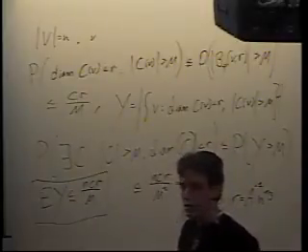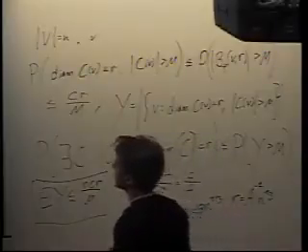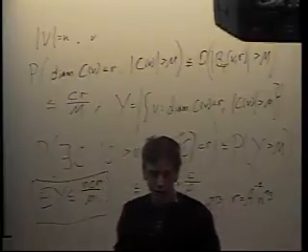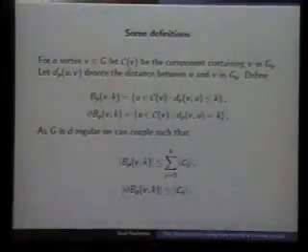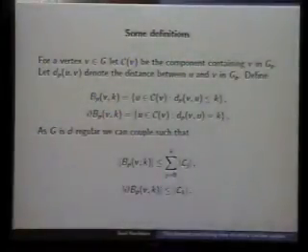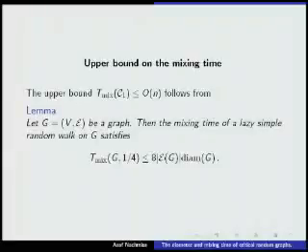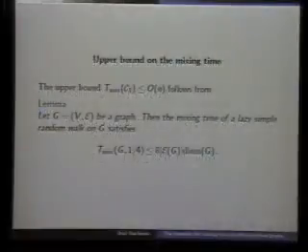Okay, so this is the diameter, and let's see how. Given that you know the diameter, let's go back to this slide. Given that you know what the diameter is, you can have an upper bound on the mixing time, and the upper bound follows by this fact. This is something we did not invent. This was known before.